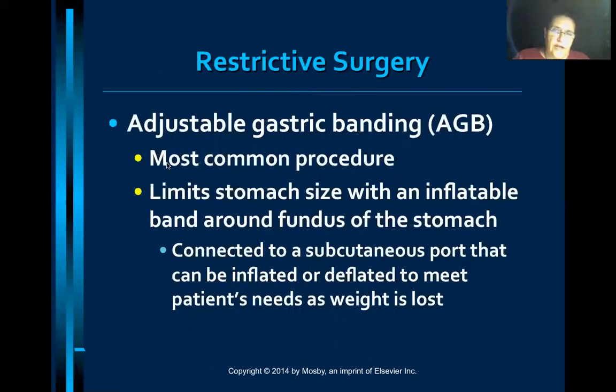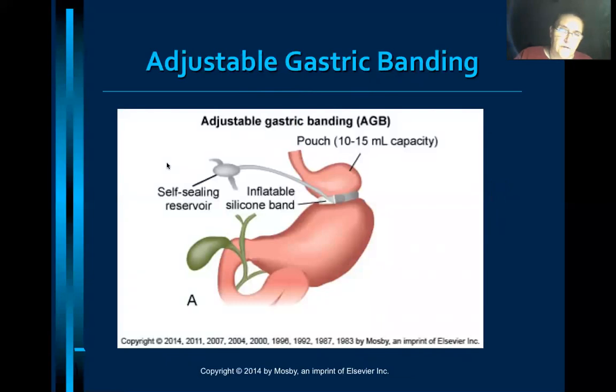The adjustable gastric banding is the most common procedure. It limits the stomach size with an inflatable band around the fundus of the stomach. It's connected to a subcutaneous port that can be inflated or deflated to meet the patient's need as weight is lost. This is usually paid for by insurance, and it can be modified or reversed at a later date. And there's a picture of it.